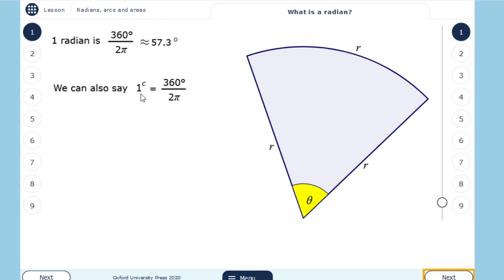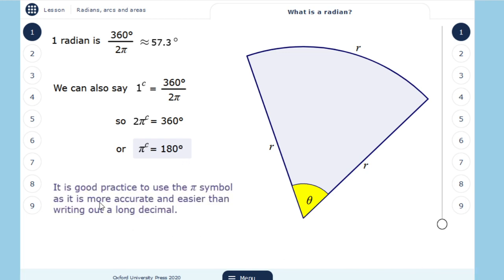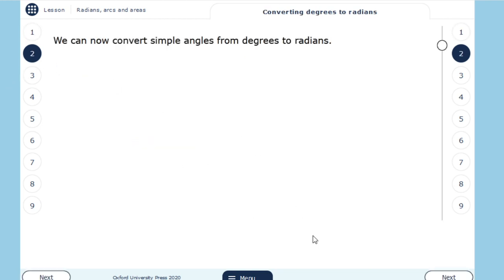You can also say that 1 radian is 360 over 2π. So I see that 2π is equal to 360 degrees. A full circle is 2π radians, or π is 180 degrees, π radians. It is good practice to use the π symbol, as it is more accurate and easier than writing a long decimal, because we know that π is an irrational number.